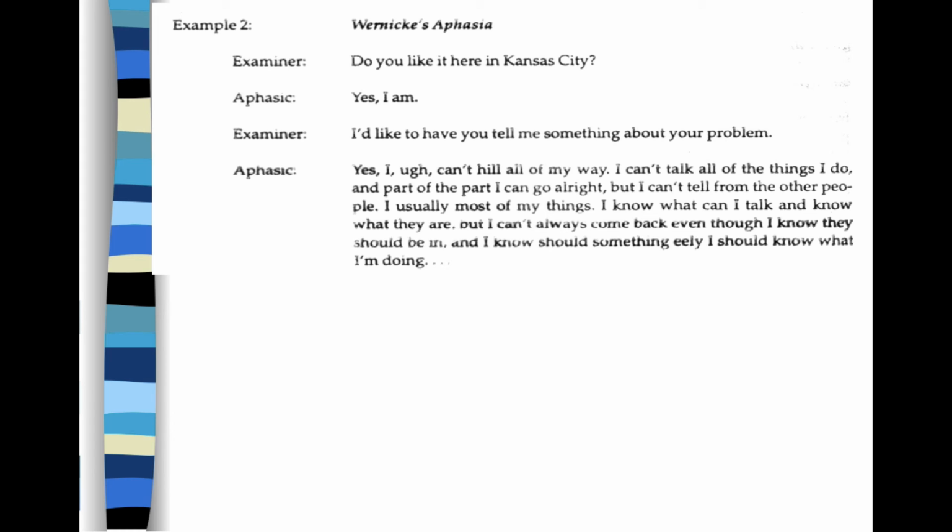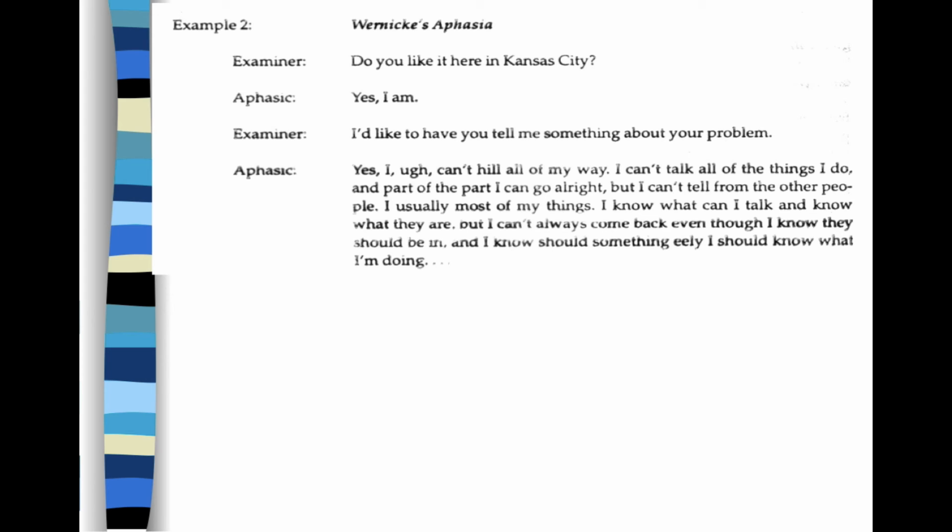This is fluent aphasia, good grammar, good pronunciation. They speak very, very fluently, and they go fast. Whereas a Broca's aphasiac would take forever if they could answer at all. But at least they would know what they're saying. But look at this. This is not all that bad.